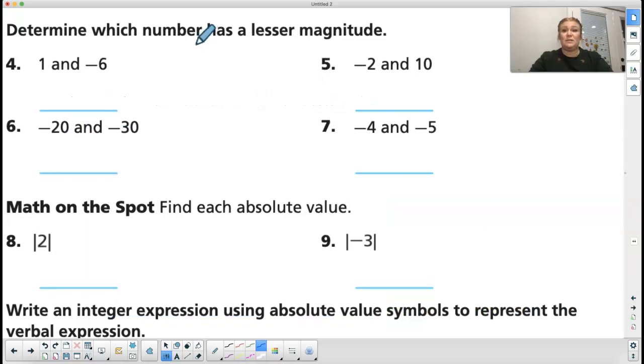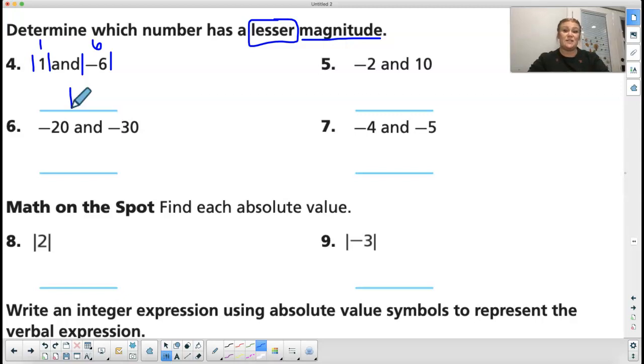This word defines which number has a lesser magnitude. Remember, that is the exact same thing as our absolute value. So we're thinking of this as the distance of 1 and the distance of -6. So to get from 0 to 1, it would only take one place. To go from 0 to -6, it takes 6 steps. So which one is smaller? Well, 1, it has a smaller magnitude. So it's just the distance to 0 is less.